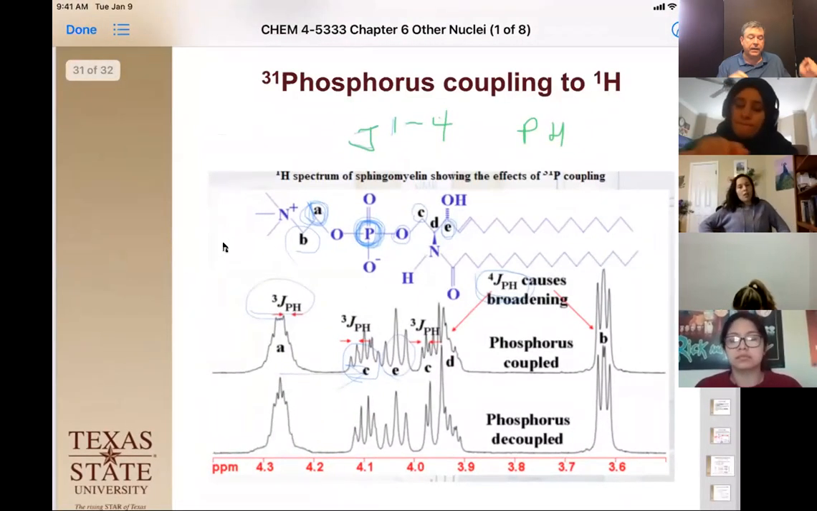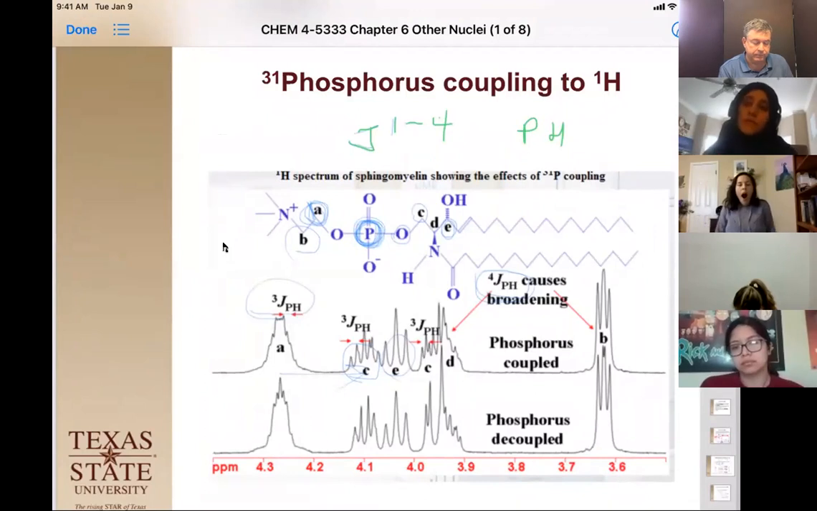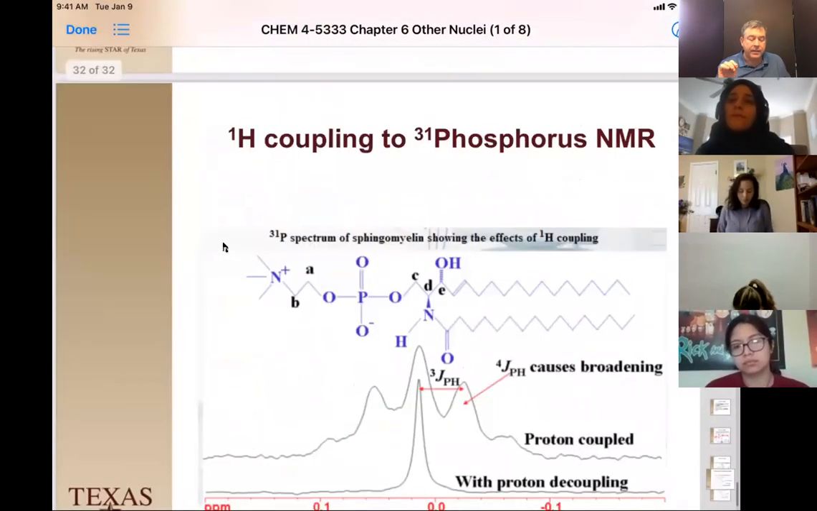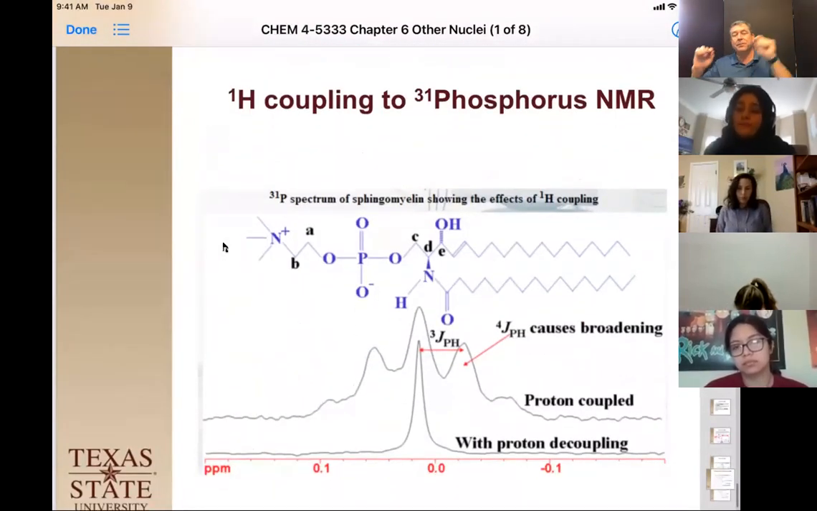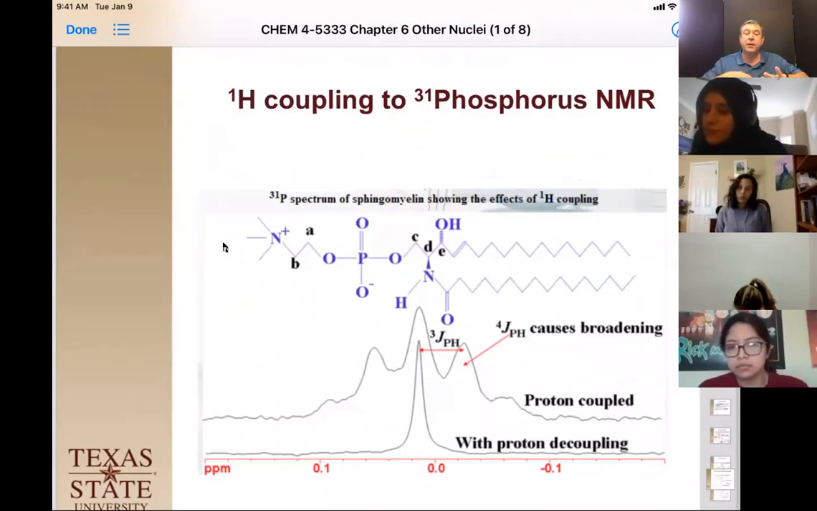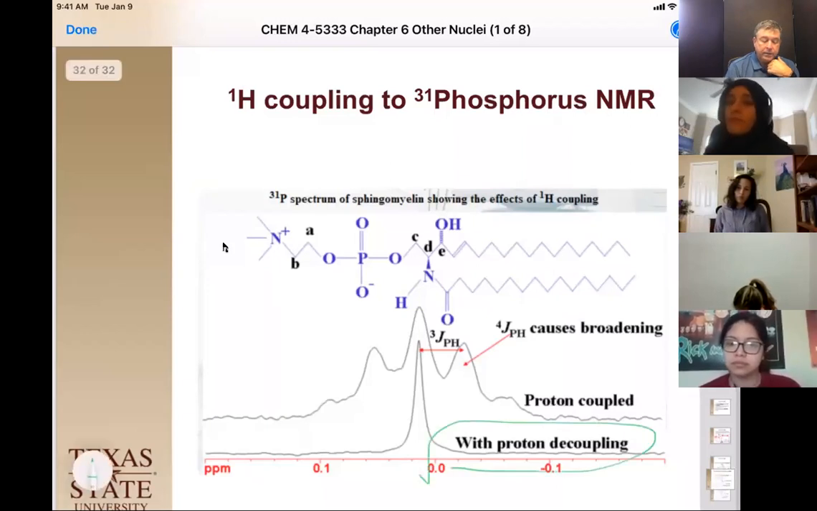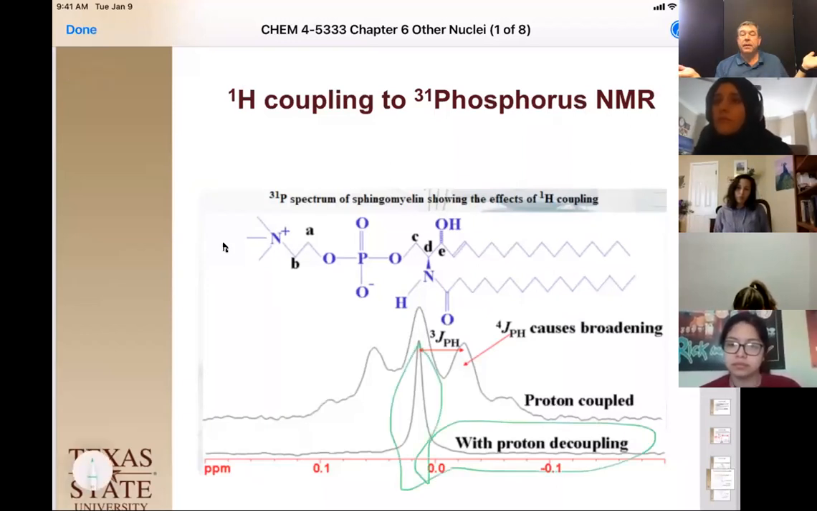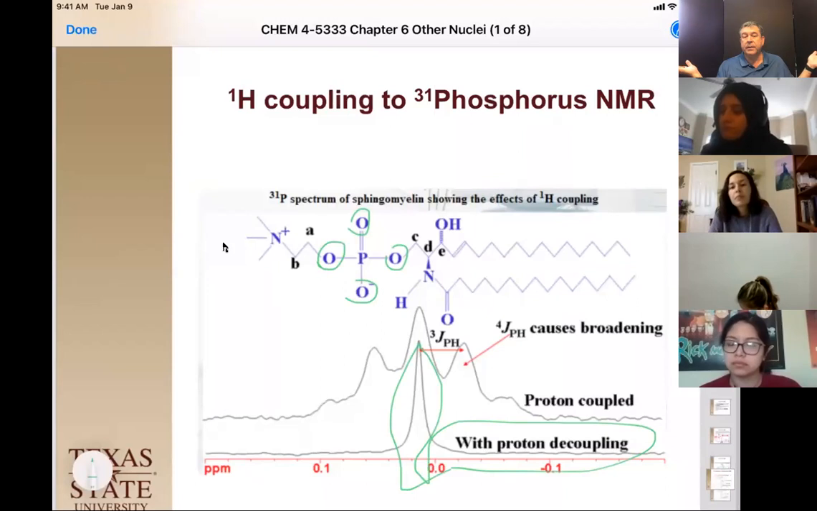So this is the phosphorus coupling to hydrogen. And now this is the hydrogen coupling to phosphorus. So this is the back way. This is doing the phosphorus NMR and then seeing where the hydrogen couples to it. And we get to see that if we do a decoupled experiment, it goes down to one phosphorus because there's nothing else nearby that splits it. The primary isotope of oxygen is 16, which has a spin of zero, so it doesn't split.